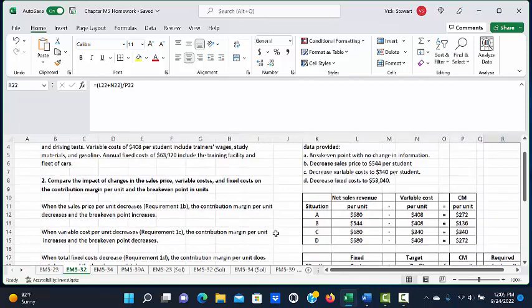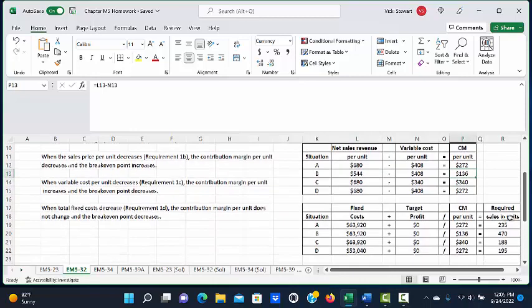In part 2, it says compare the impact of changes in the sales price, variable cost, and fixed cost on the contribution margin per unit and the break-even point in units. So we see that when we went to situation B, where we decreased our sales revenue, that decreased the contribution margin per unit, and with the same fixed cost, that ended up making us have a higher number of required sales in units to be able to break even. So decreasing your sales price is going to make your break-even units go up.